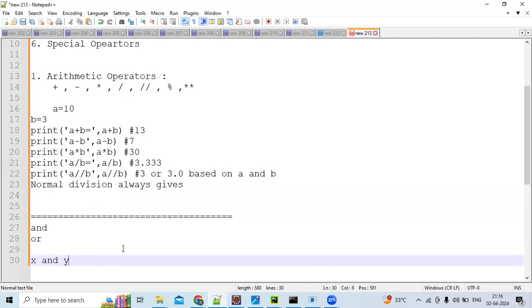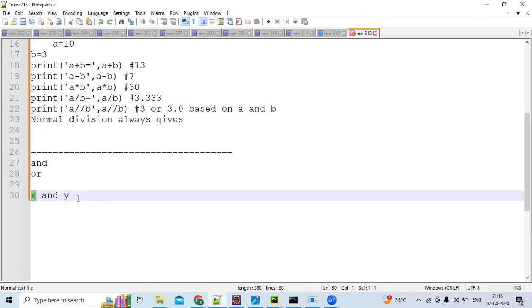Suppose if x value is false, okay, my answer is x. Am I correct, guys? Okay, if x is false, the answer is x. Else y, right?